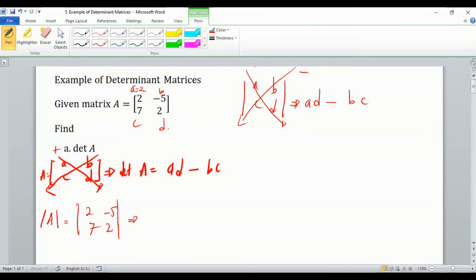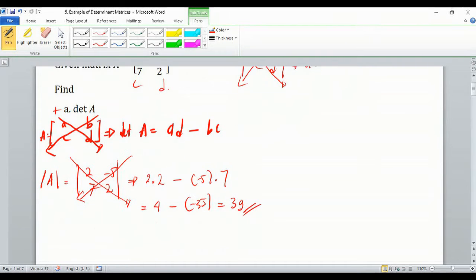So from here, we can get the row from the top left to the bottom right to be 2 times 2 minus top right to bottom left is minus 5 times 7. Remember that the value of determinant matrix is any real number, right? So we can times this one. 2 times 2 is 4 minus 5 times 7 is 35. So this one has the value of minus 31. Okay, it's easy, right, guys? Okay, now let's jump to determinant 3 by 3.